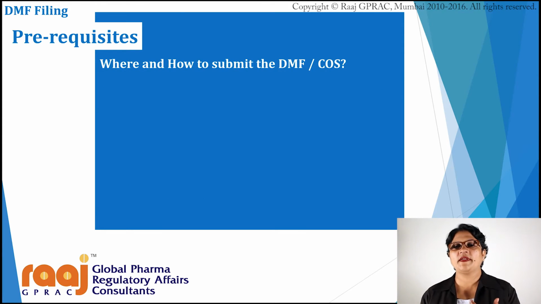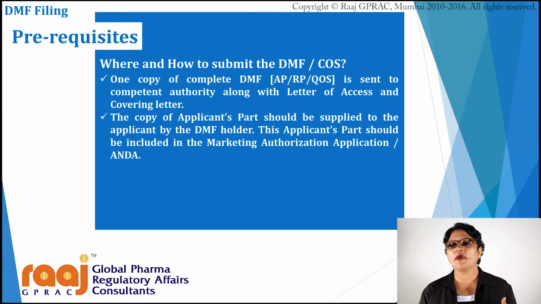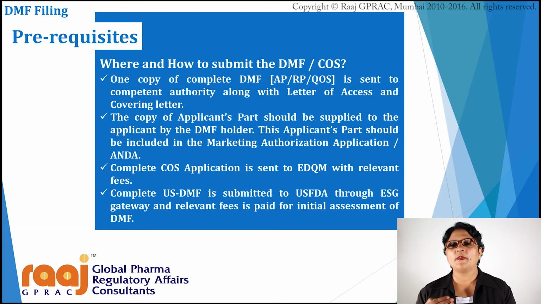So where and how to submit the DMF or COS? One copy of complete DMF is sent to competent authority along with the letter of access and covering letter. The copy of applicant's part should be supplied to the applicant by the DMF holder. This applicant's part should be included in the Marketing Authorization Application or ANDA. So complete COS application is sent to EDQM with the relevant fees. Complete USDMF is submitted to US FDA through ESG Gateway and relevant fees is paid for the initial assessment of DMF.